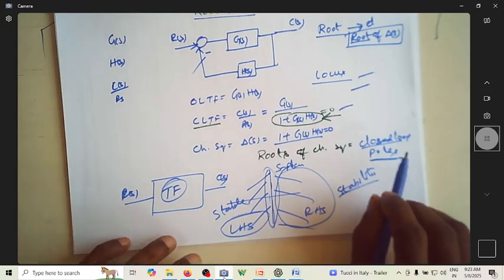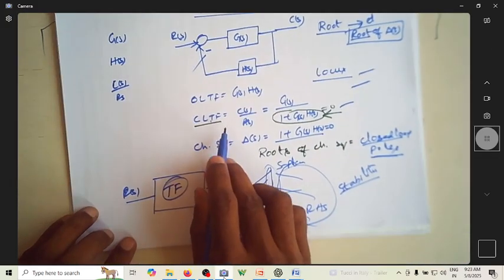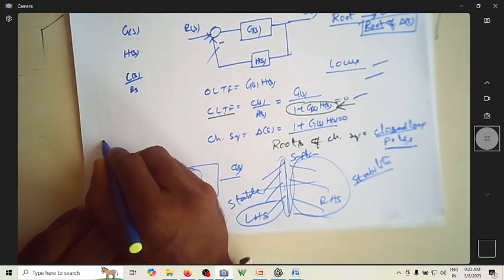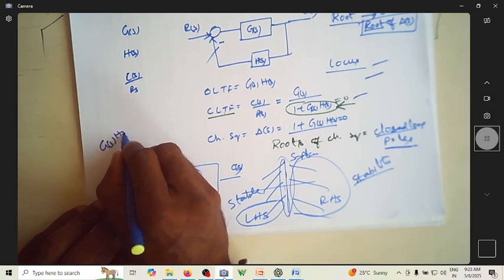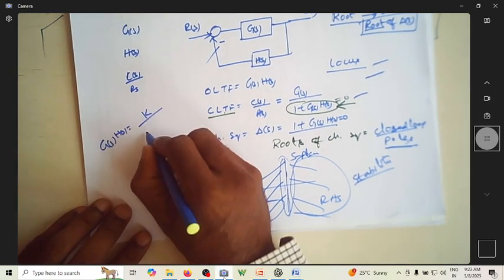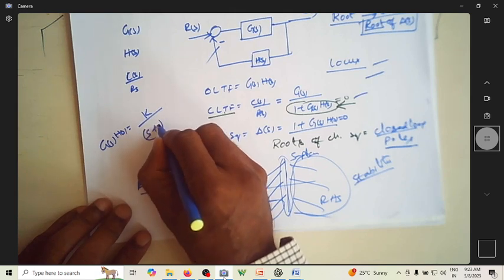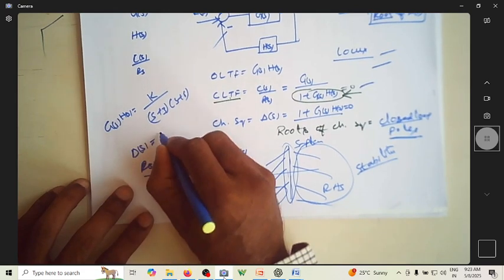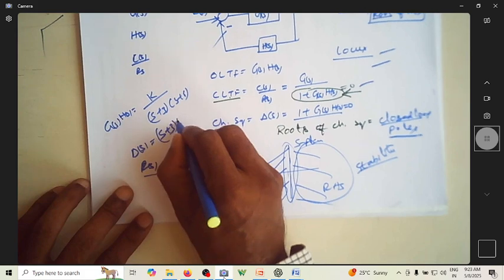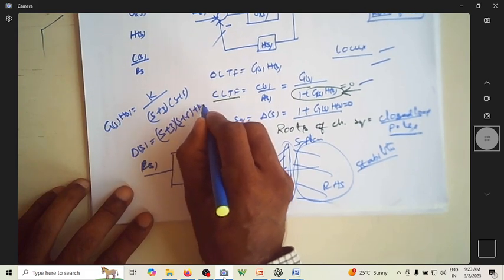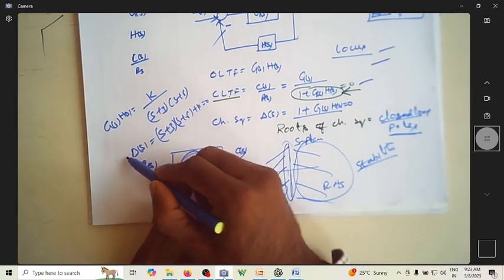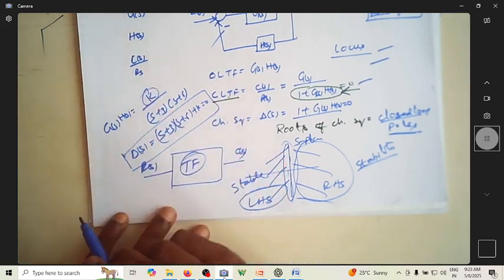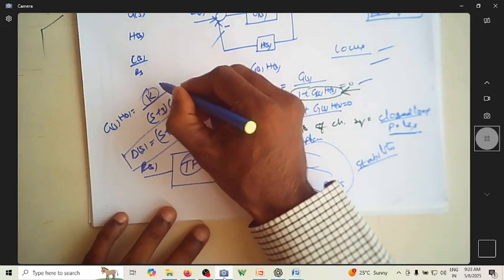We also know that usually in this characteristic equation, suppose I consider G(s) into H(s) for a unity feedback system as K into (s plus 3) into (s plus 6). I can write del of s as (s plus 3) into (s plus 6) plus K equal to 0. In this equation, you can clearly notice that there is a K value, which we call the root locus gain.